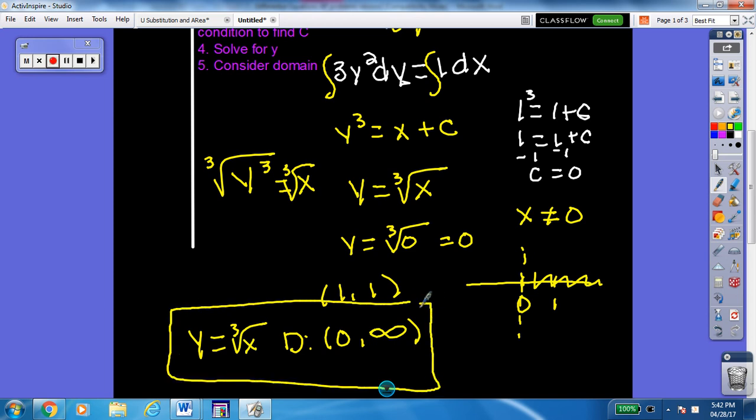And these differential equations, I mean, there's a lot of them, and you'll dig deeper later on in Calc 2. I mean, there's a whole class called differential equations. But we're just kind of skimming the surface, and I wanted to show you a little bit different domain situation.